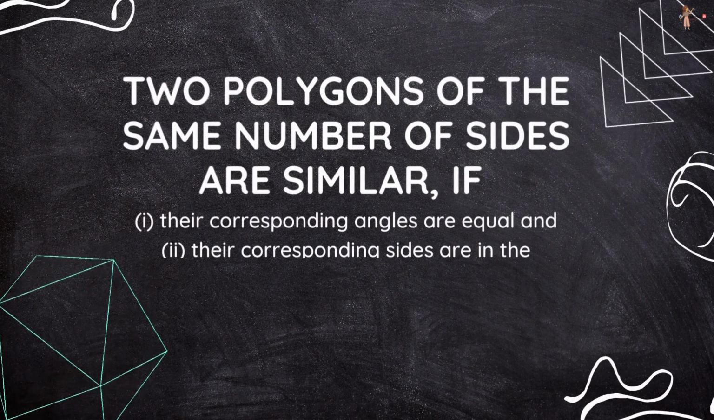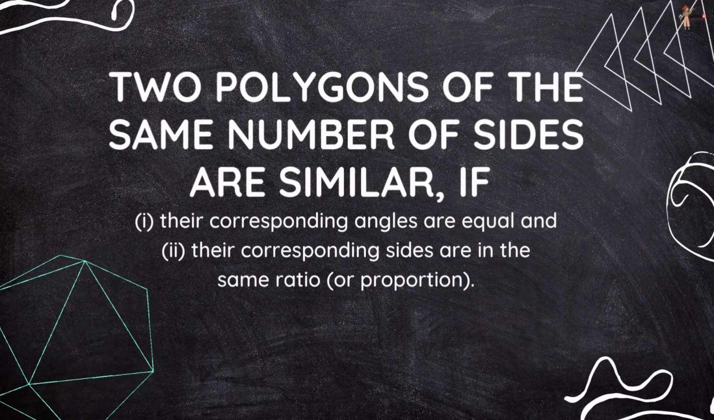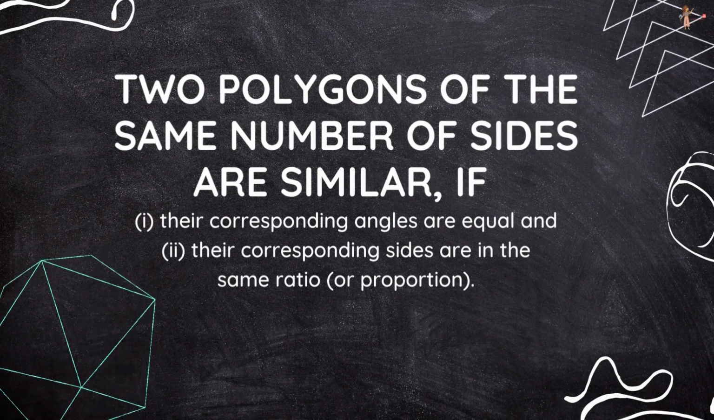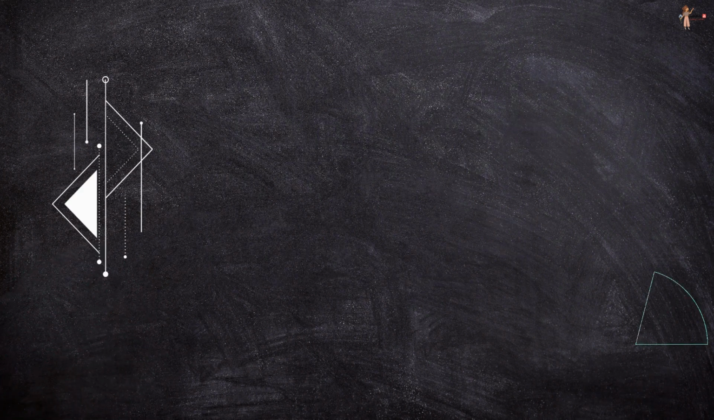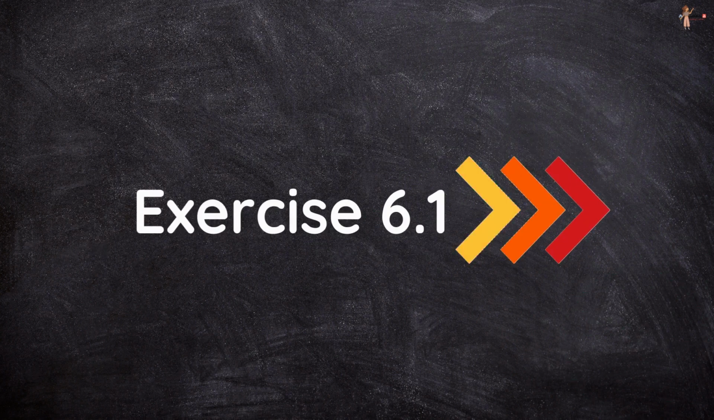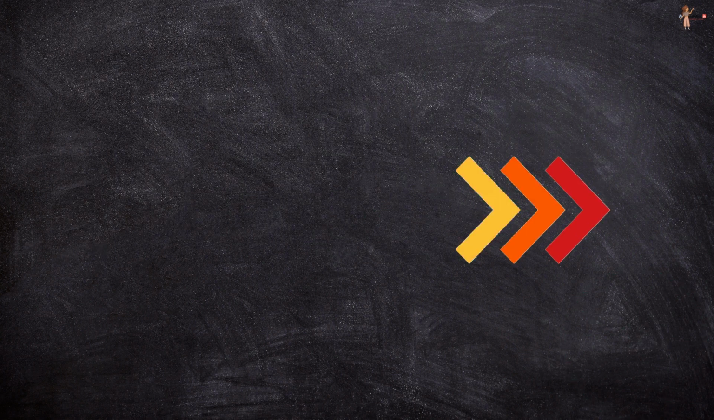Two polygons of the same number of sides are similar if their corresponding angles are equal and their corresponding sides are in the same ratio. The same ratio of the corresponding sides is referred to as the scale factor or the representative fraction for the polygons. Let's do exercise 6.1.